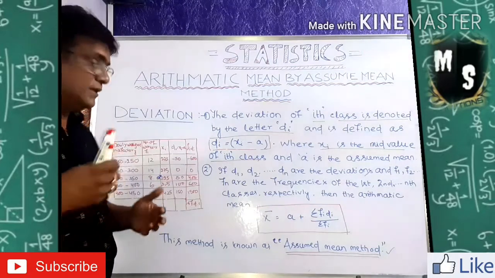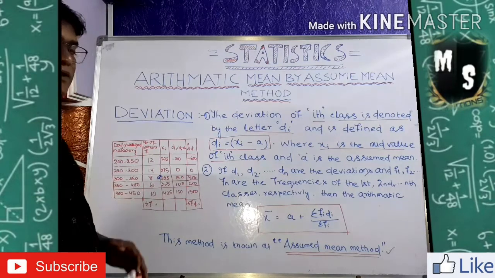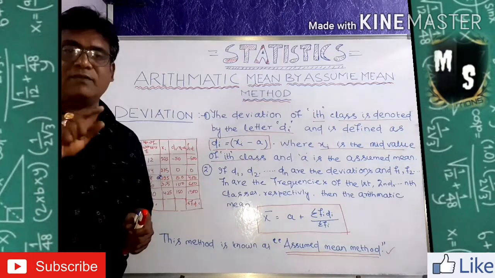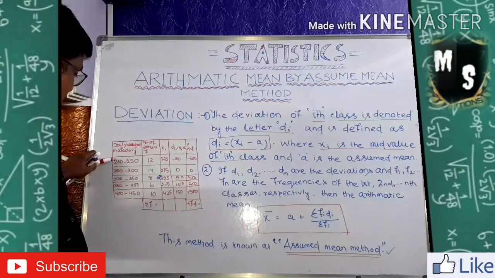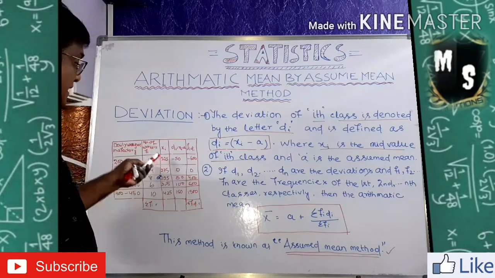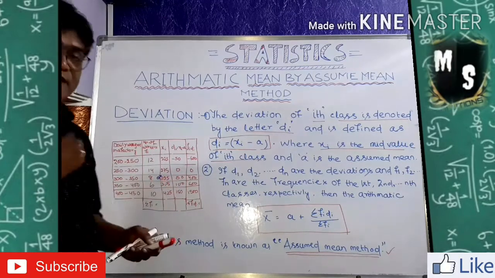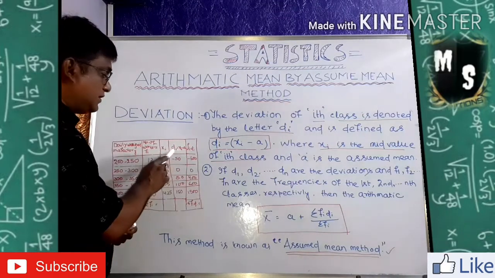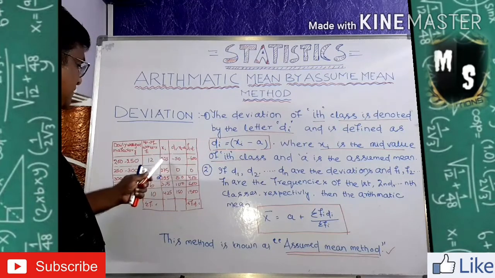What is the xi observation? 325. Again, go for the class size. What is the size? 1, 2, 3, 4, 5. So the size is 5, n is odd, so plus 1 by 2: 5 plus 1 is 6, 6 by 2 is 3. So we go for 3: 1, 2, 3. In the third row of the xi column, what is written? 325. So 325 is my assumed mean. I am assuming a mean as 325. Then I will put it in the deviation column. What is deviation? That is xi minus a. So what is my xi? 225.